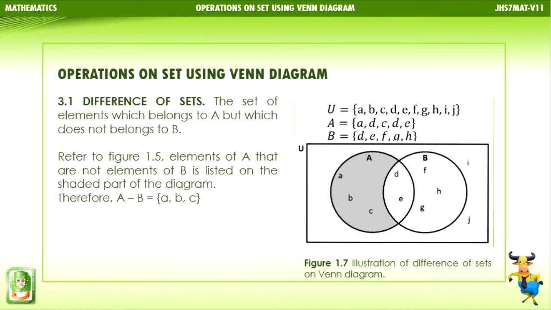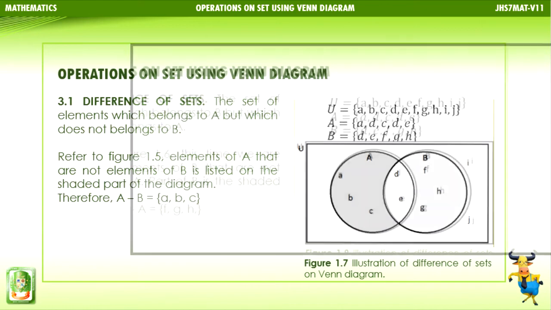3.1 Difference of sets. The set of elements which belong to A but which do not belong to B. Refer to figure 1.7. Elements of A that are not elements of B are listed on the shaded part of the diagram. Therefore, A difference B contains elements A, B, and C.